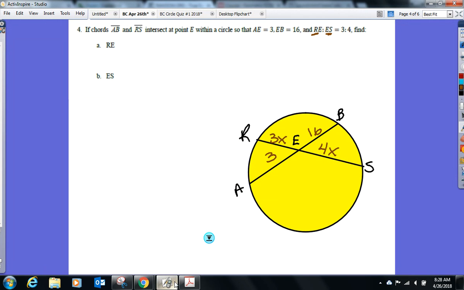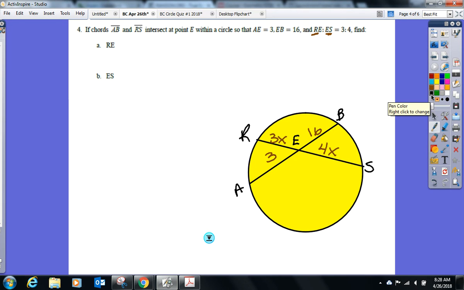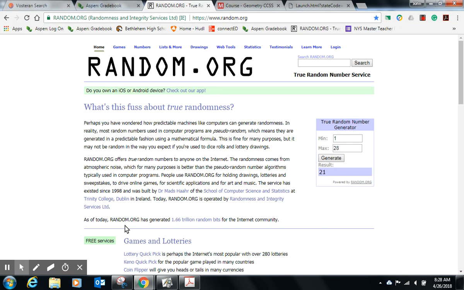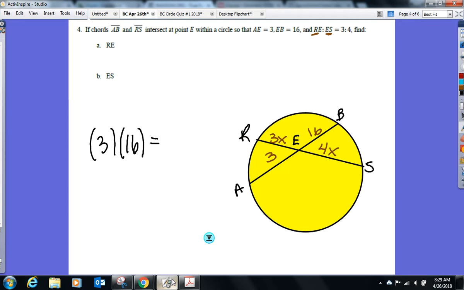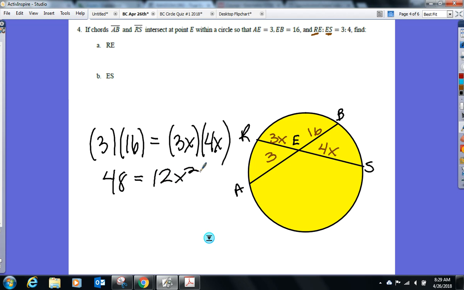21, name a chord up here. AB, it's split into 2 segments of what? Okay, 3 times 16 equals, name the other chord in the diagram. 23, name the other chord. RS, and it's being broken up into? So their products are equal. I got 48 equal to, oh boy, if anybody right now is writing down 7x or 7x squared, please leave the room immediately. All right, and preferably don't come back. 3x times 4x is 12x squared.